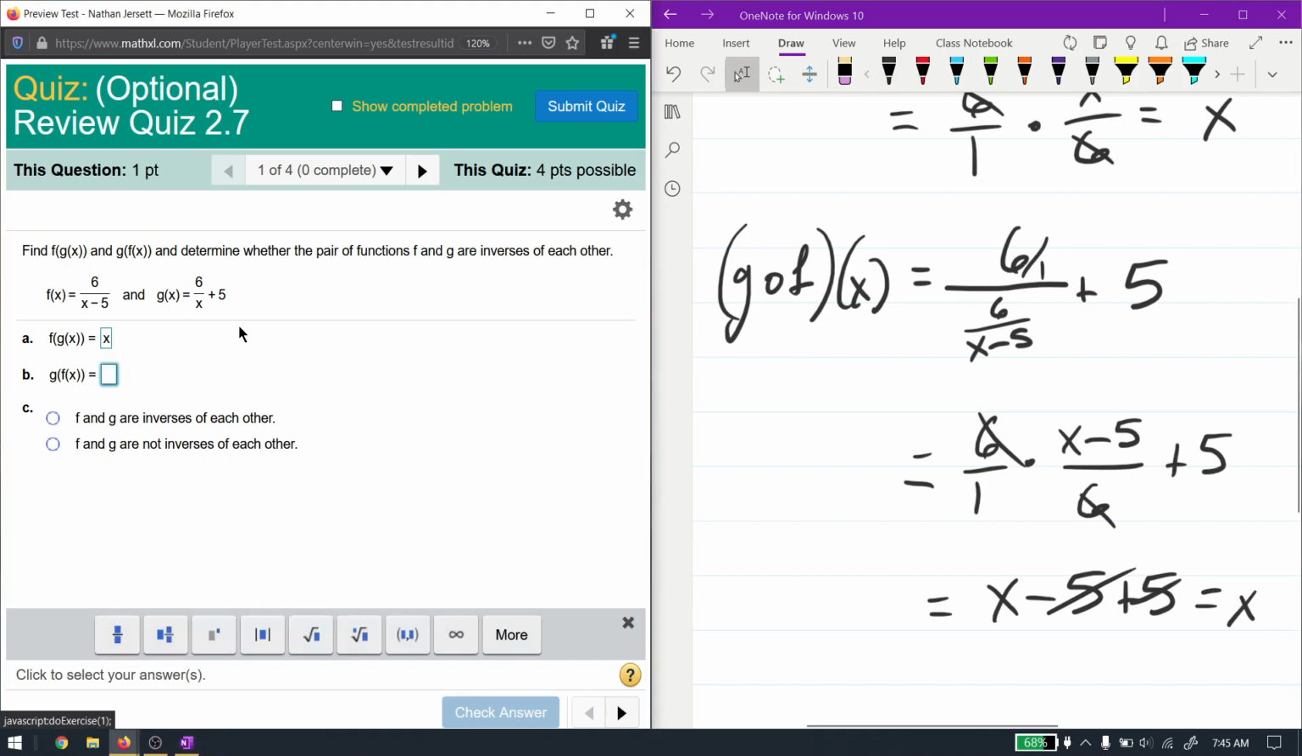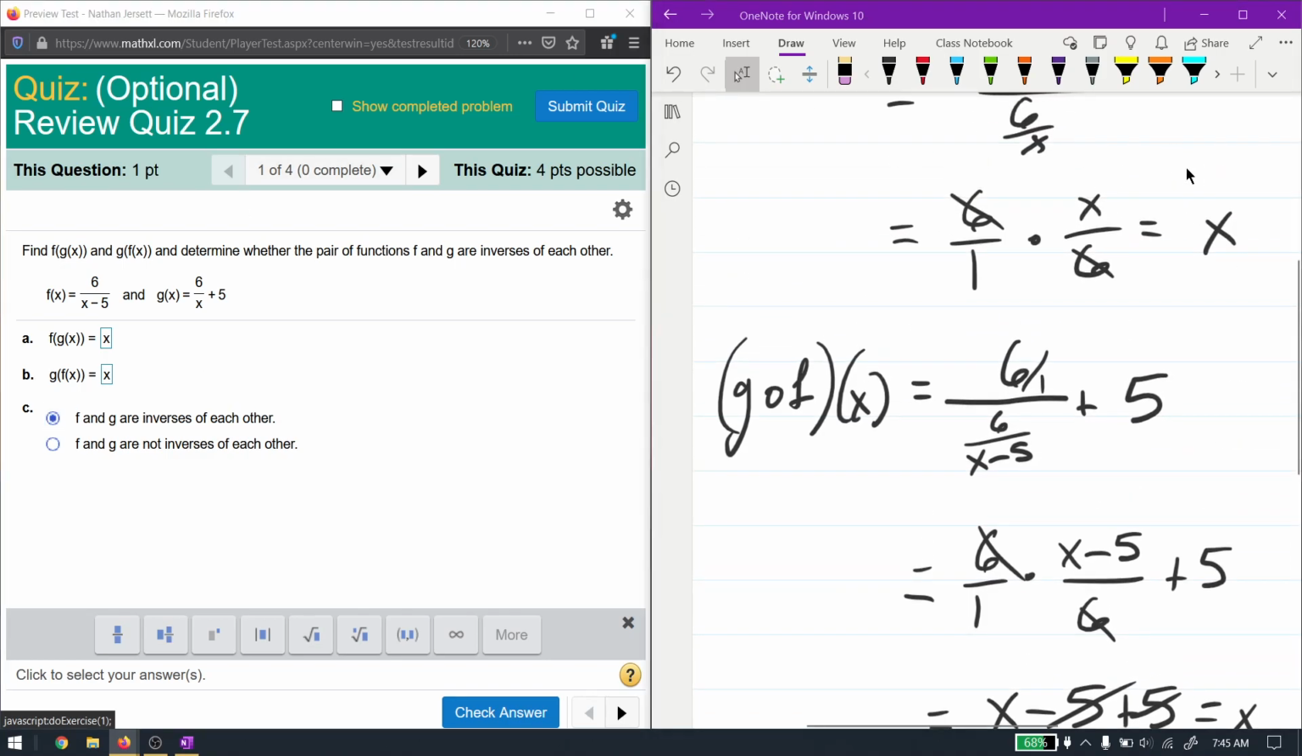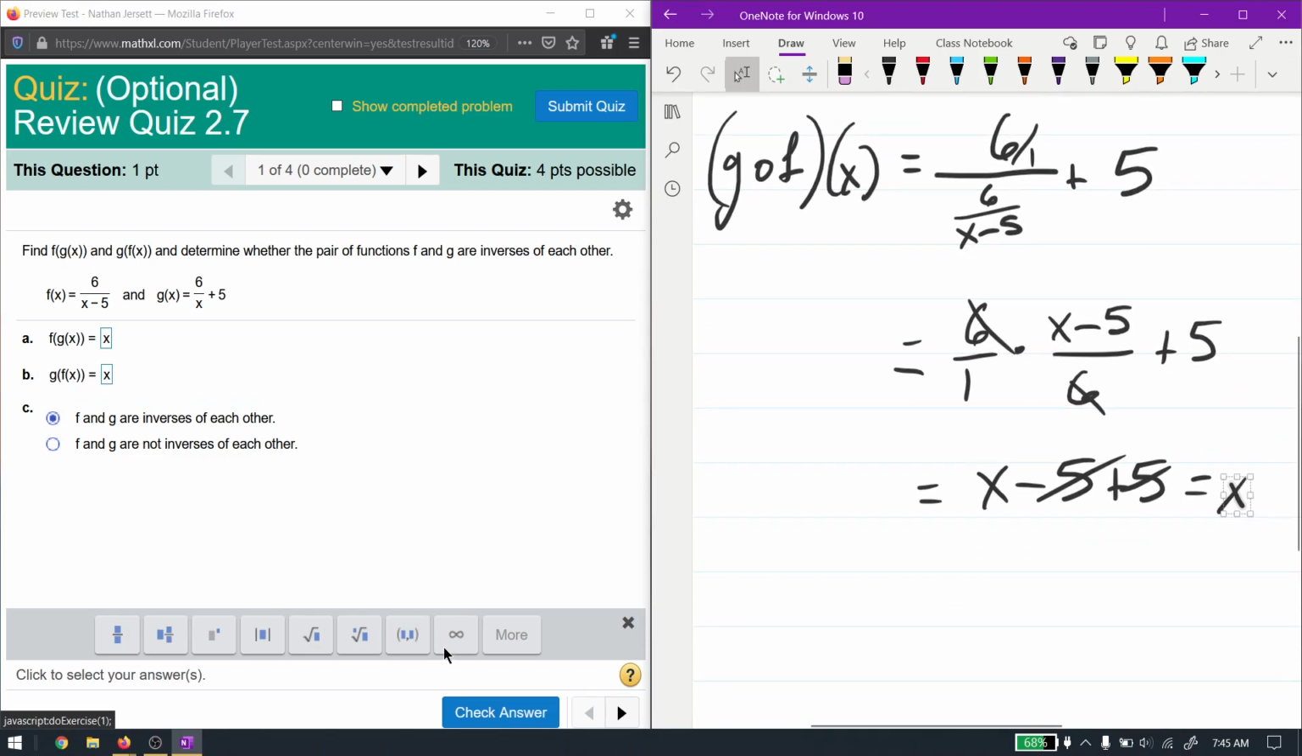And that's what it means to be inverses of each other. If you plug one into the other, you get x, the variable back by itself. You have to make sure you test both cases. If one of them fails, then they're not inverses of each other. But these ones do. They both give you x at the end, so that's good to go.